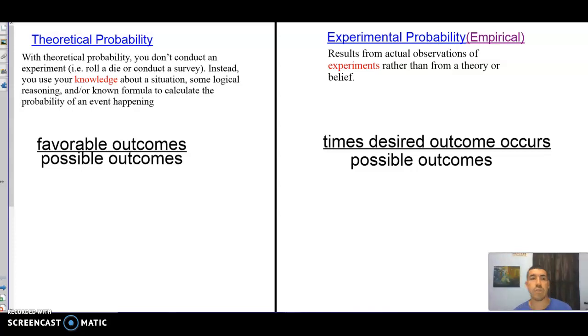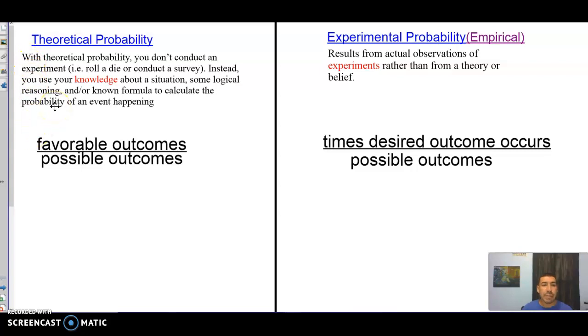Okay, students, so today we will be discussing two types of probability. Let's begin with the probability that I have on my left side. It's called theoretical probability, and this is the most common that you've done in this course up until today. Okay, so let me go ahead and read this.